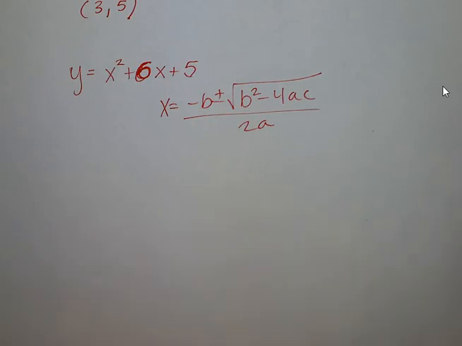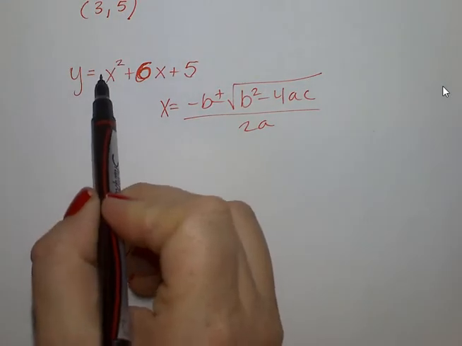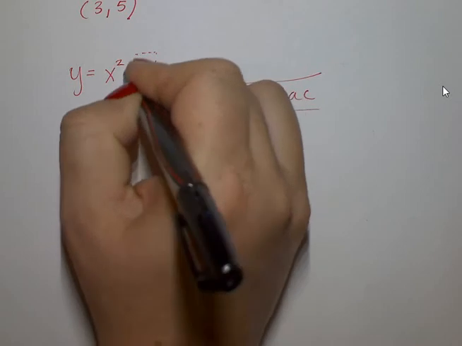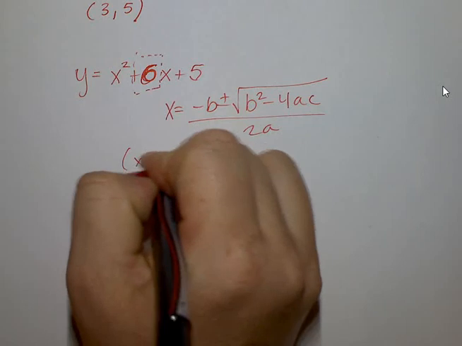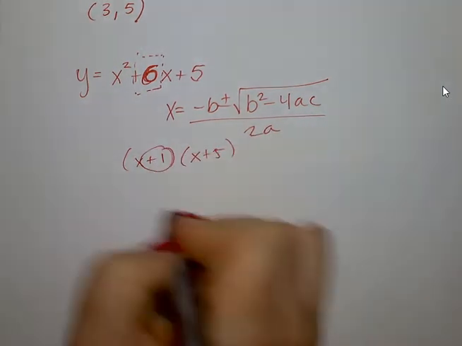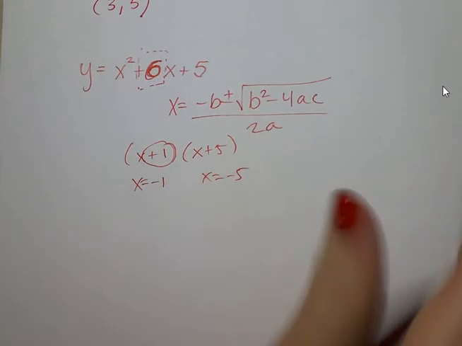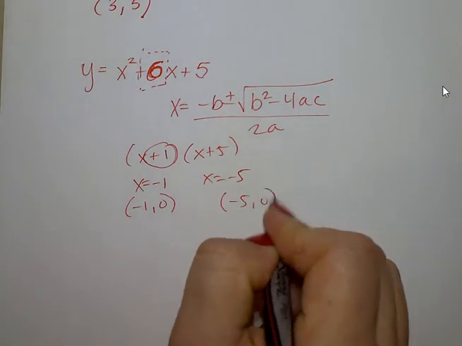But to save time, I would suggest first checking, can you factor? So 1 times 5 is 5. What multiplies to give you 5 and adds to give you 6? 1 and 5. And so x is equal to -1 and x is equal to -5. Remember, you're writing this as an ordered pair, so -1, 0 and -5, 0.